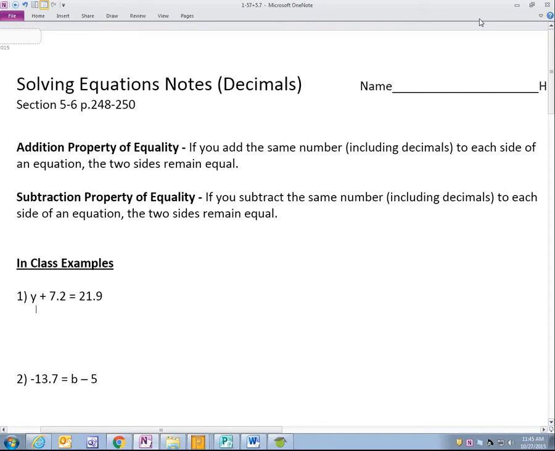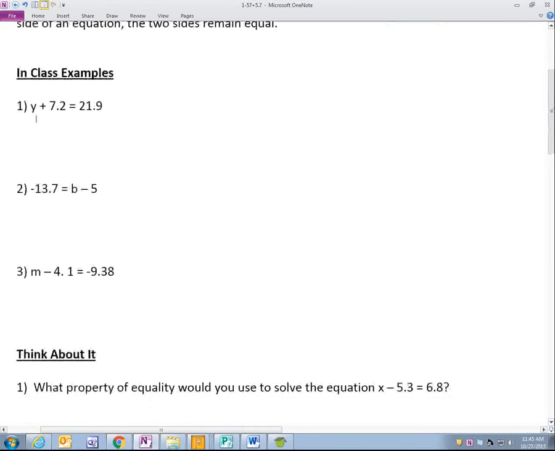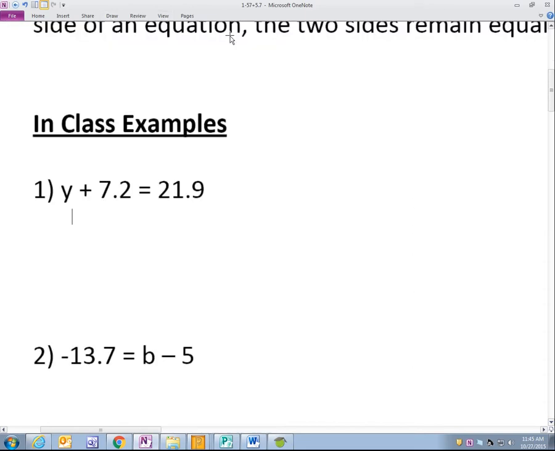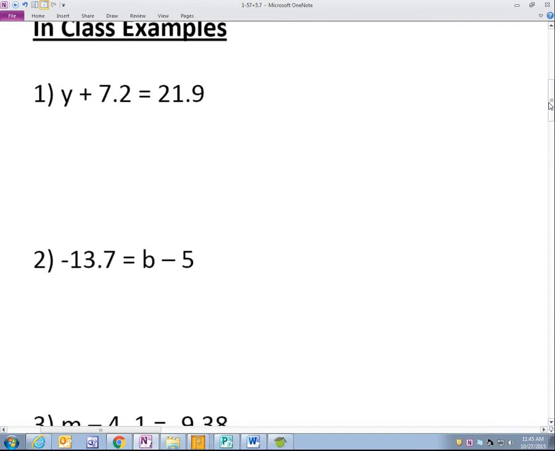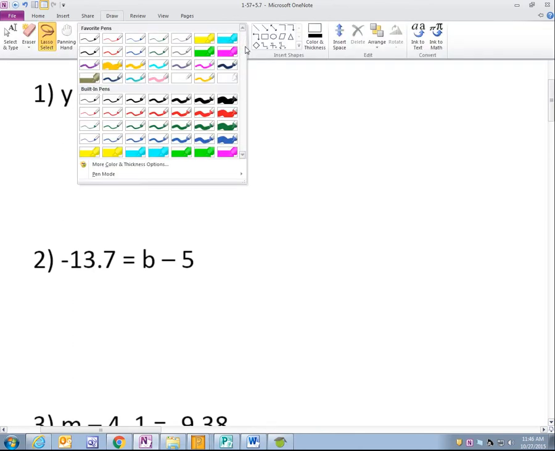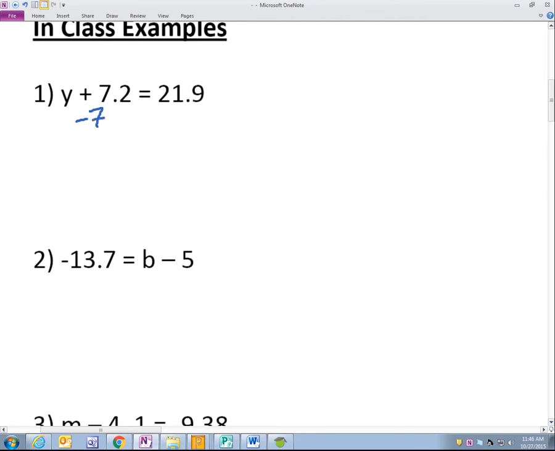Both sides remain equal if you do that. Now, here I have in-class examples. y plus 7.2 is equal to 21.9. Because this is an equation, I have to think to myself, what is happening to the variable? That's the first question I need to ask. Well, 7.2 is being added to it. So I have to undo that with the inverse. So I'm going to use the subtraction property of equality by subtracting the number that's being added to the variable. So I'm going to take minus 7.2. I remember I need to line up my decimals.